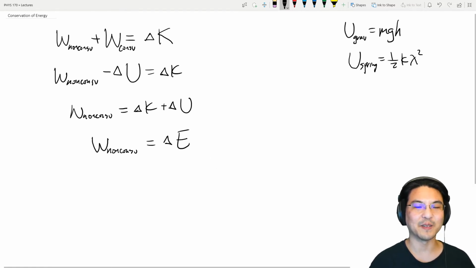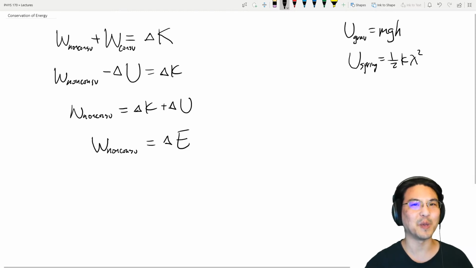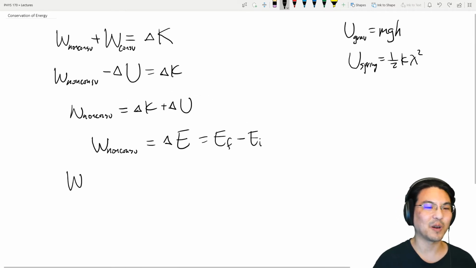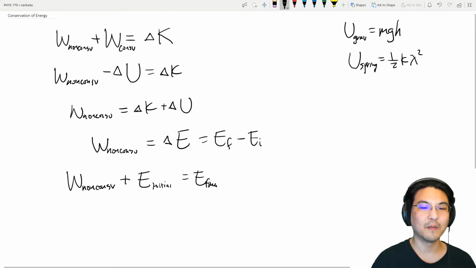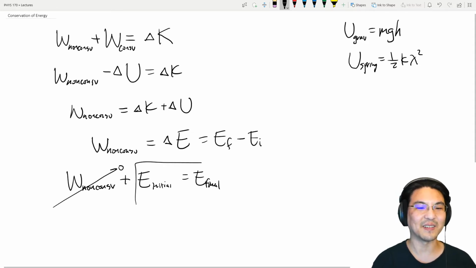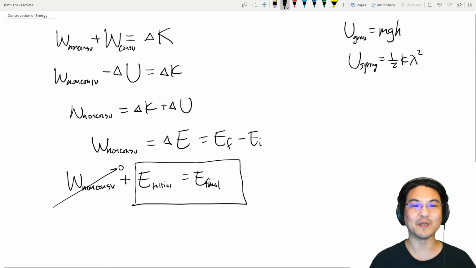Let me just write it in a different way, which I think is easier to explain to other people. So this means final minus initial. And I'm just going to bring this on the other side of the equation. So work by non-conservative forces. And then I'll bring this on the left side of the equation. Initial. Final. And make a note that if there are no non-conservative forces, we can just cross this out. And look, the initial energy equals the final energy, meaning the energy is constant, or we say conserved.